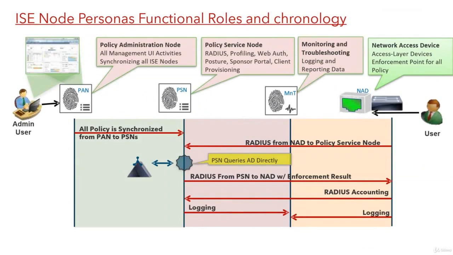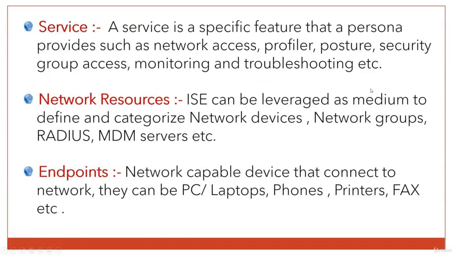And let's quickly discuss what we studied in the previous section, that we have personas like PAN. So PAN is there to do the administration. You can create the policies and then push them to PSN. PSN is where you create the policies related to RADIUS, TACACS, profiling, authentication, posture, sponsor portal, etc. MNT is monitoring, troubleshooting, and network access. Then we have pxGrid, which is not shown in this diagram, to take the contextual data, and then you have the authenticator, that is the NAD.